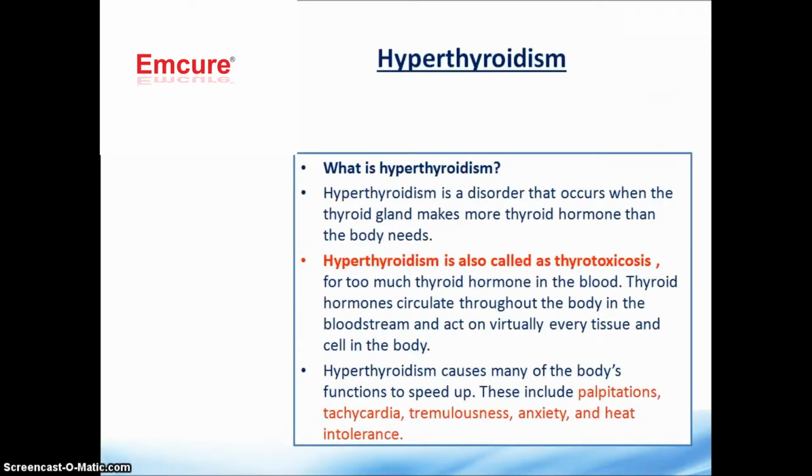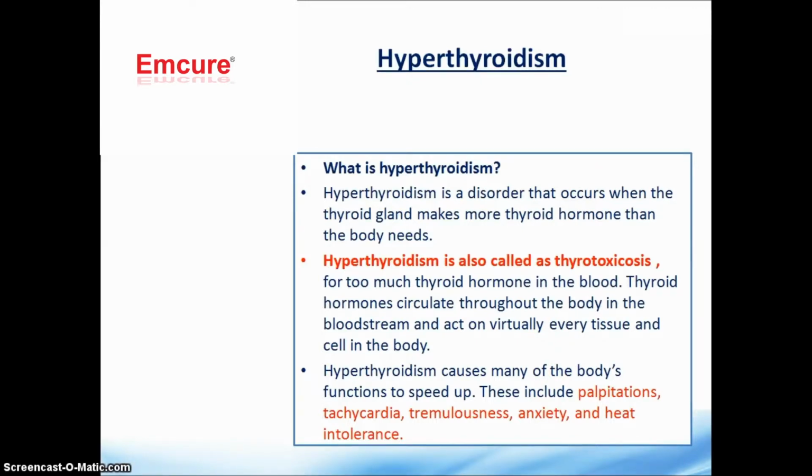Now we go on to the next disease, which is called hyperthyroidism. Hyperthyroidism is a disorder that occurs when the thyroid gland makes more thyroid hormone than the body needs. It is also called thyrotoxicosis, for too much thyroid hormone in the blood. Thyroid hormones circulate throughout the body in the bloodstream and act on virtually every tissue and cell in the body. Hyperthyroidism causes many of the body's functions to speed up.